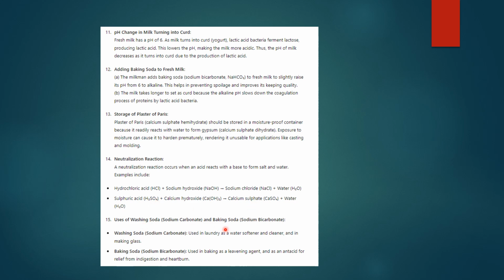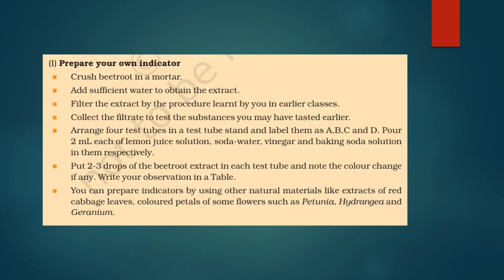Then uses of washing soda and baking soda. Washing soda for laundry as a water softener, cleaner, and in making glass. Baking soda as a leavening agent or as an antacid for relieving any kind of indigestion or heartburn. Now, here is an interesting method to prepare your own indicator to check the substances for acidity and basicity, right? So, you are using beetroot for this. What is beetroot? Chukandar. It is available in vegetable shops. You can take that, and you can use this process to make your own indicator.